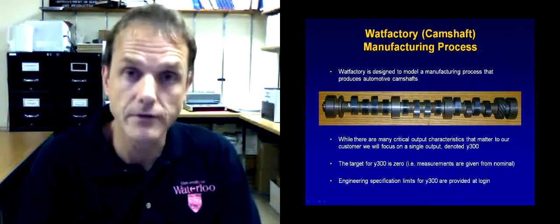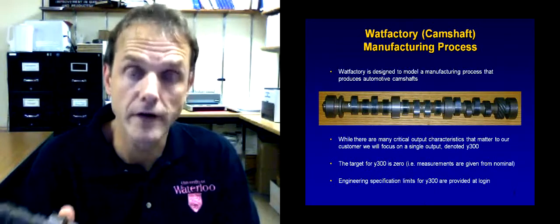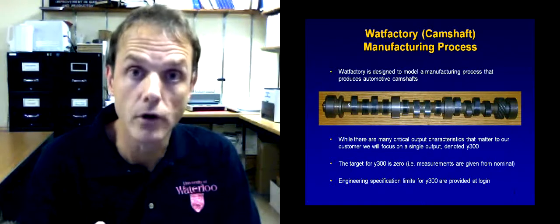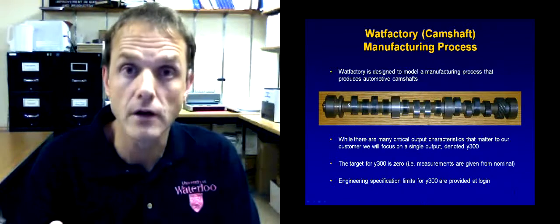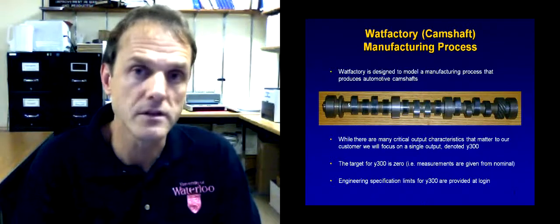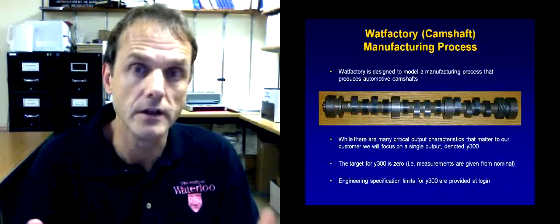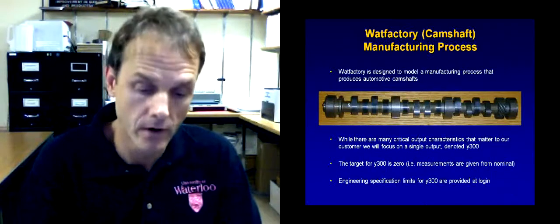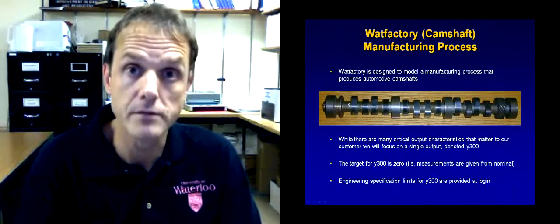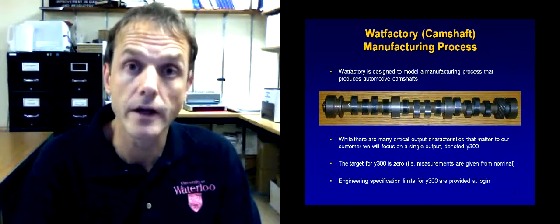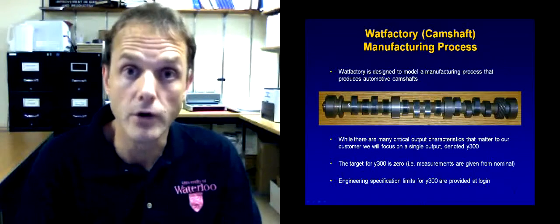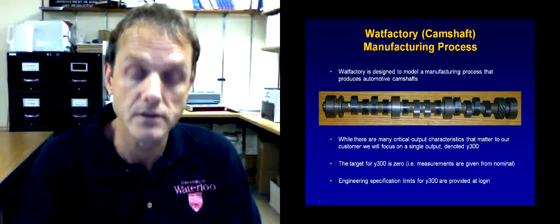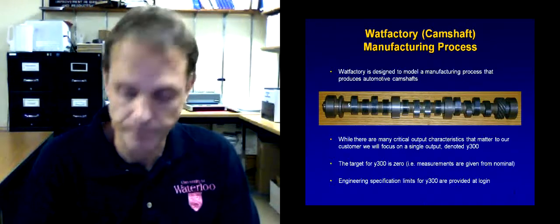If you think about a camshaft, there are many important characteristics of the final product. There are things like the journal diameters, the geometry of the lobes, the overall straightness of the rod, and so on. For the purposes of watfactory, we're going to focus on a single output measure that we're just going to denote as Y300. The Y300 value inside watfactory is measured from a nominal value so that the target is 0. And later on, when you log in to your version of watfactory, you'll be given engineering specification limits for the Y300 output measure.